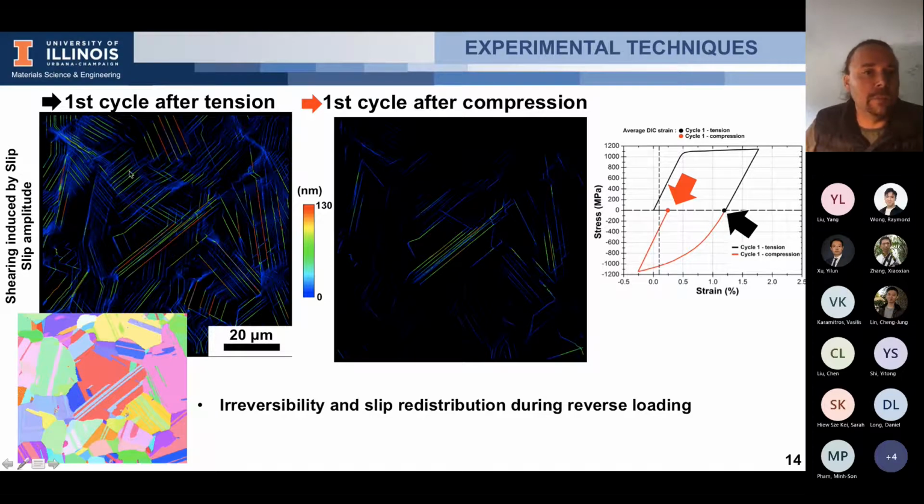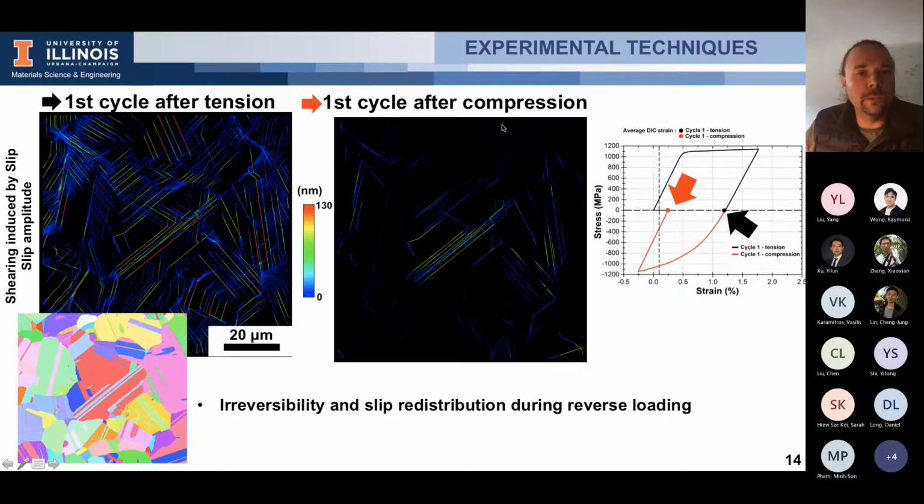And you obtain the map on the left, where you see all the slip events as a function of the microstructure on the bottom. Then I loaded the same specimen, but in compression, to come back to about 0% plastic deformation.